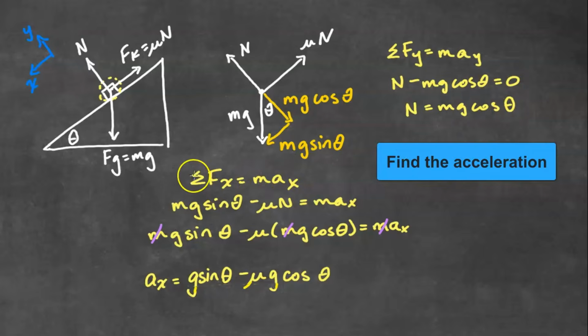In the x direction, we have net force x equals max. In the positive x direction, we have mg sine theta, which is right here, minus friction, mu times N, equals max. We're looking for the acceleration, and so we're going to substitute mg cosine theta for the normal force. Notice that the m's cancel out, and we get that the acceleration in the x direction is g sine theta minus mu g cosine theta. You can also factor out the g as well.